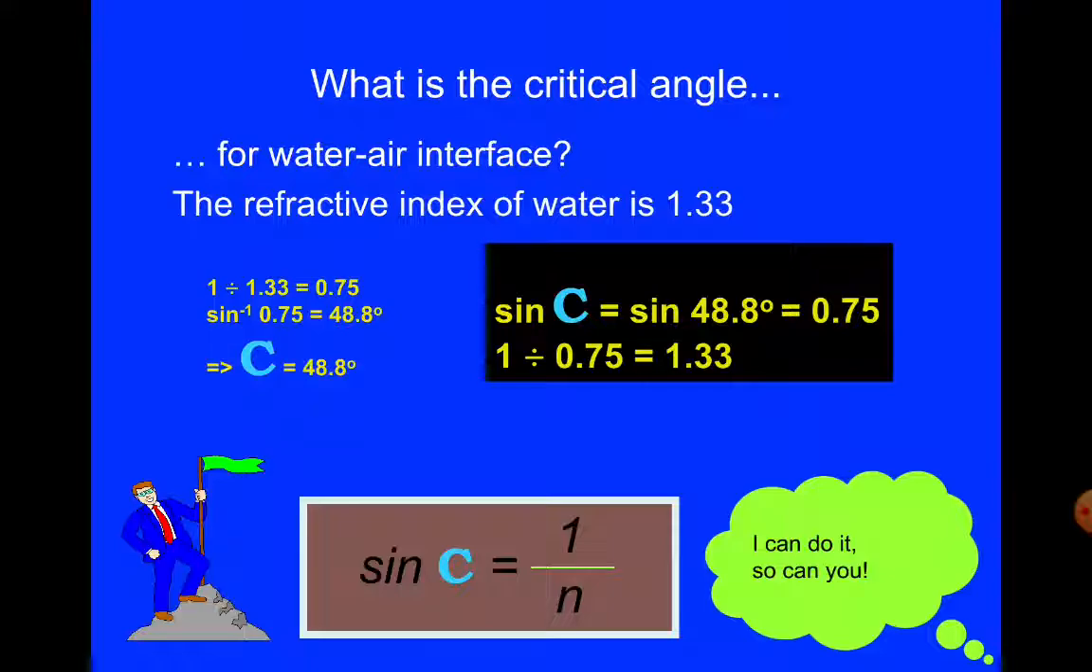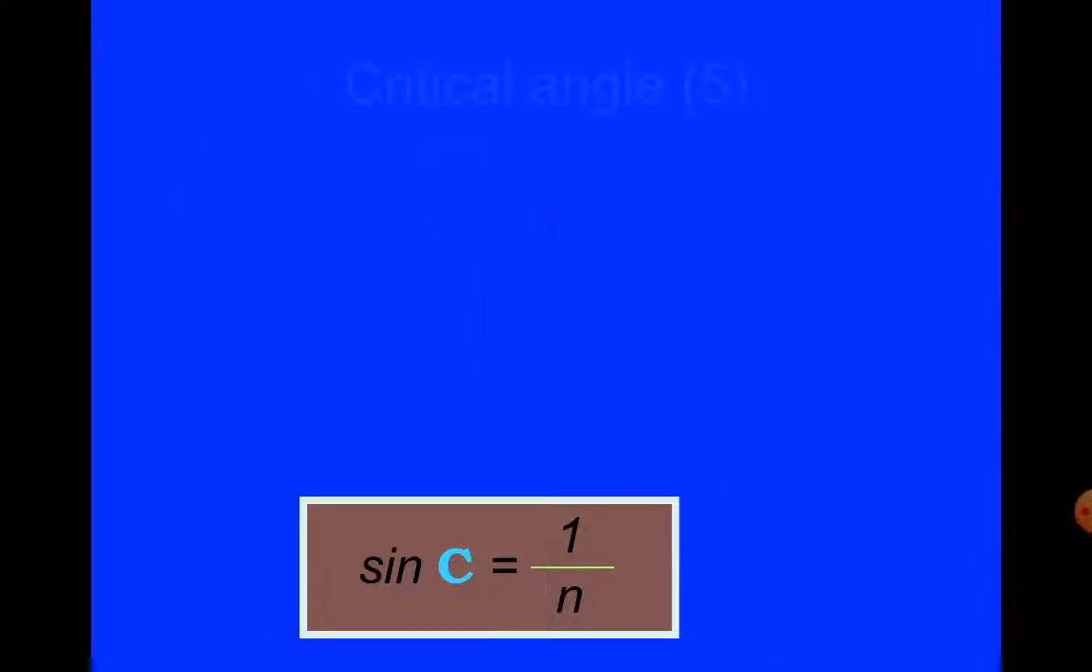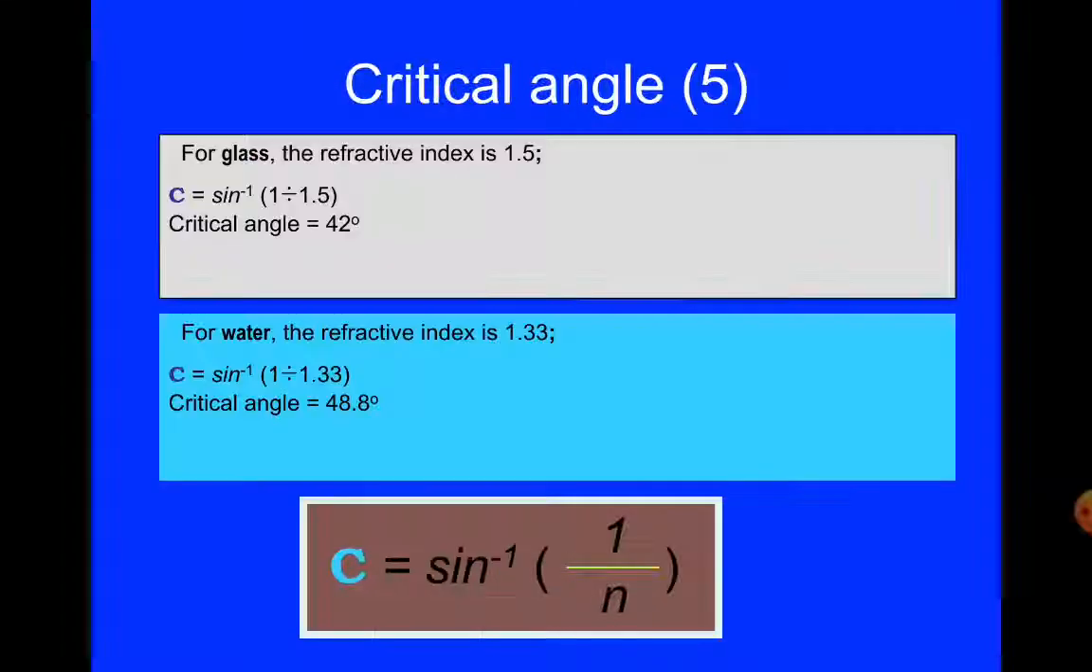Not too difficult. Alright, we move on. Another question. For glass, the refractive index is given as 1.5, so we can easily calculate the critical angle using the same formula, which is 42. For water, the refractive index is 1.33, and you will get a critical angle of 48.8. And you'll see, the higher the refractive index, the lower the critical angle.